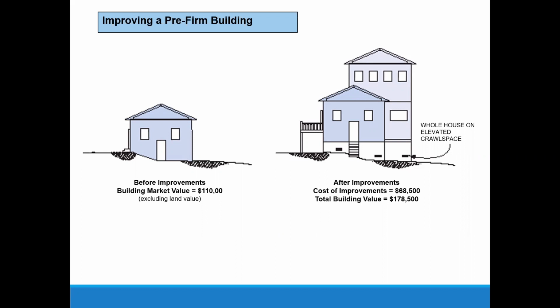And you can see that this house has been elevated on a crawl space, and it has the flood openings that are drawn in, in addition to this whole addition that has gone on with the second floor. So there's a vertical addition involved here, and there's a deck. And so after that, it ends up being a total building value of $178,500. So that's the basic outline of how we are looking at improvements.